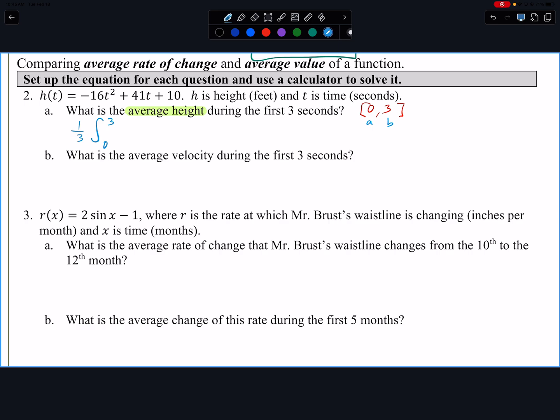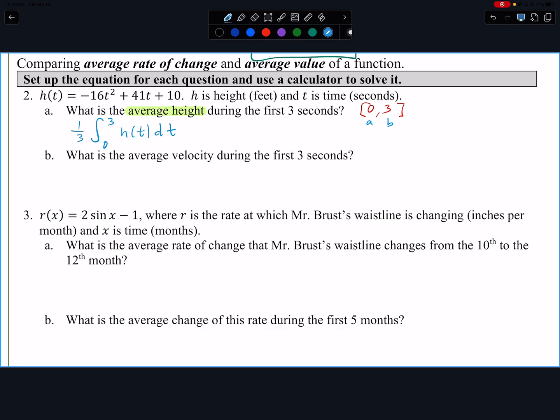But if you're taking an AP exam, the readers know that this is h of t. So instead of writing negative 16t squared, you can just write the integral of h of t dt. Instead of writing all that out, okay? Now it says to use a calculator. So we're going to use our calculator to do this problem.